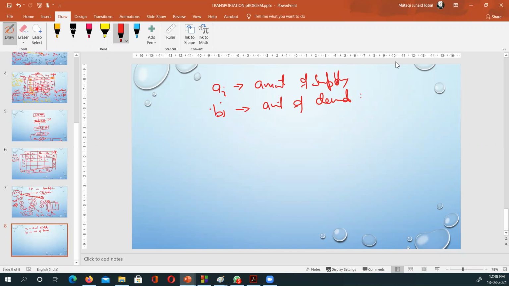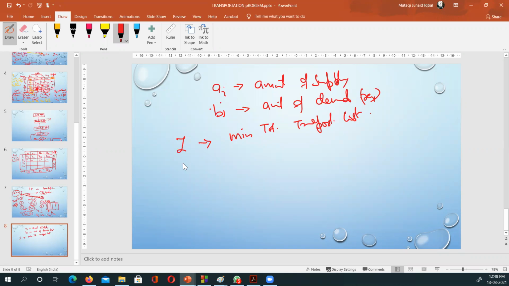ठीक है जी? That is what is required. What you require is the demand, and what is supply. And what is the objective of the function z? It is to minimize the total transportation cost. You have to minimize the total transportation cost, and which is always minimum.